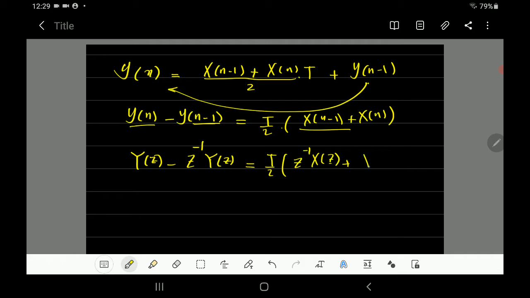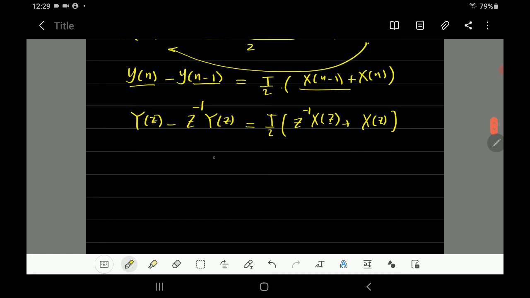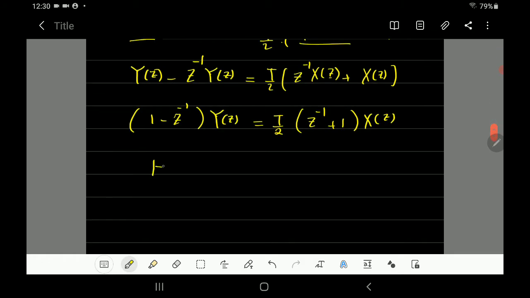Plus x[n-1] will be just x[z]. Let's arrange this equation. We'll take Y(z) as a common factor, and you have 1 minus z^-1, minus negative 1, T over 2. You will take z^-1 plus 1 as a common factor, and you have X(z). Now we will find the equivalent transfer function in z, H(z), which is equal to Y(z), the output, divided by X(z).